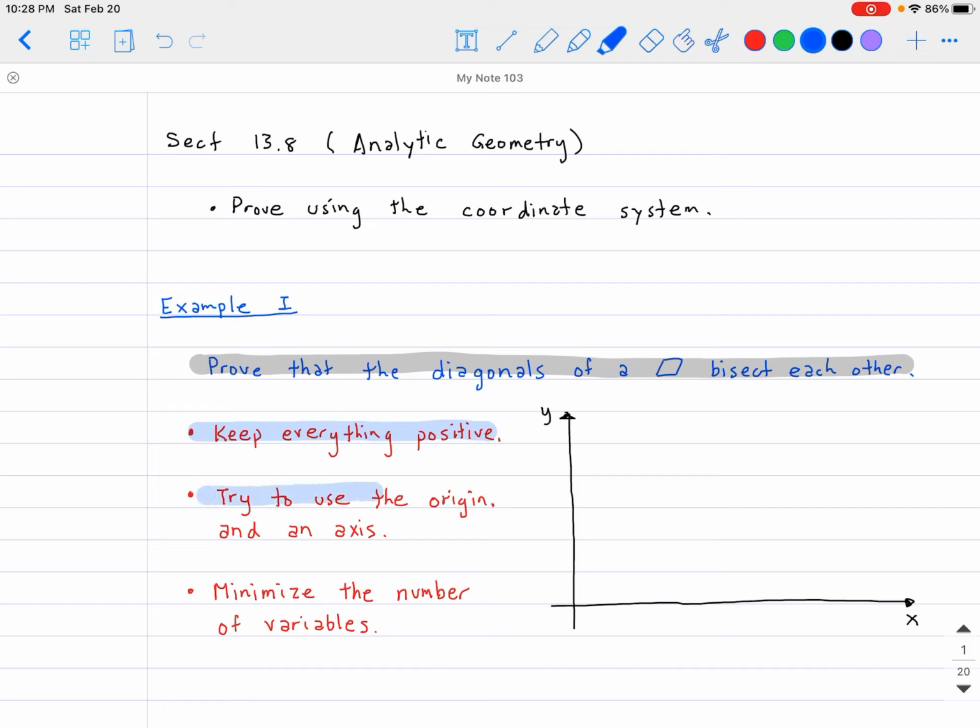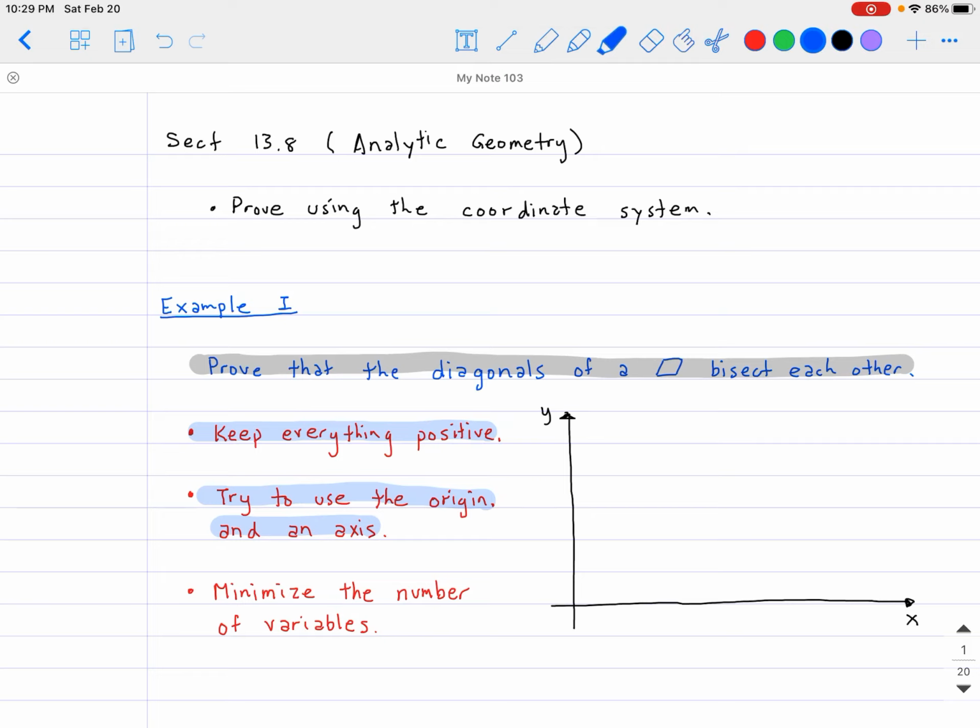Next, try to use the origin or an axis in some way or another, okay? So whenever you try to draw a certain shape, like in this case, a parallelogram, we're going to try to utilize the origin, because 0, 0 is something that is nice and simple that we can work off of. In addition, maybe use either the x-axis or the y-axis, and sometimes you can use both, just so that you can have, say, a horizontal line, which is also kind of nice.